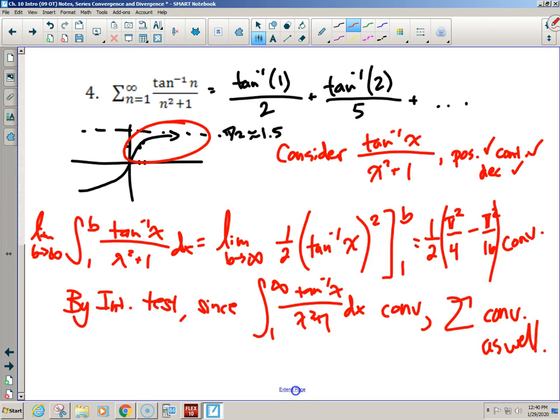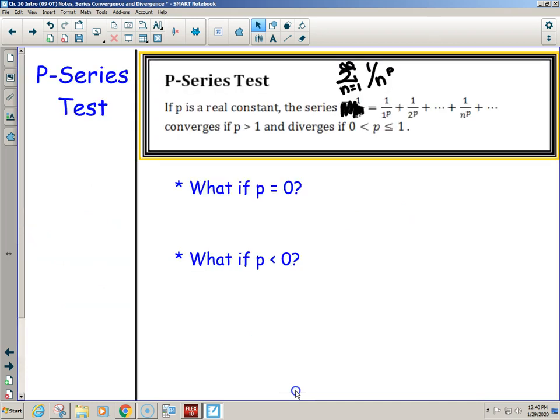How are we doing on the integral test? Good. Let's go see that second guy. I didn't like the way that the test wrote it, so I wrote it a different way.